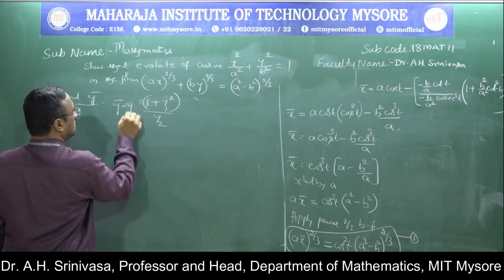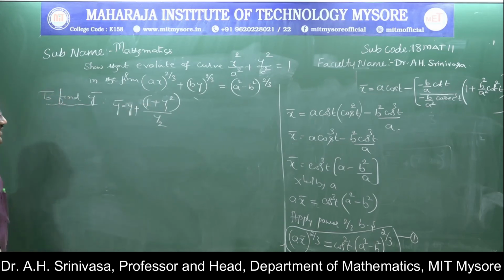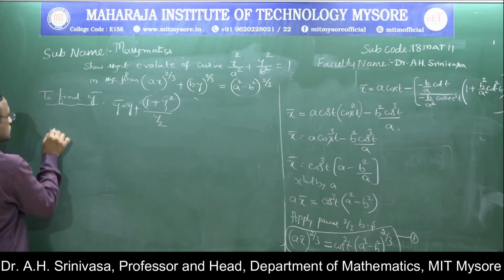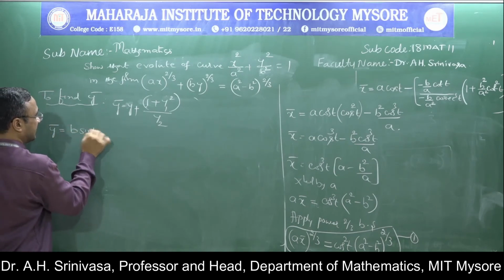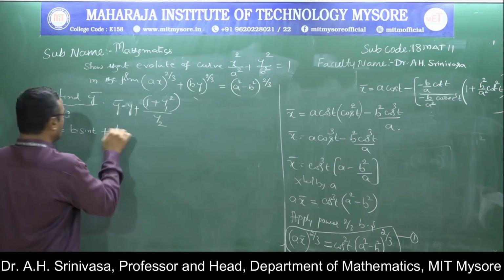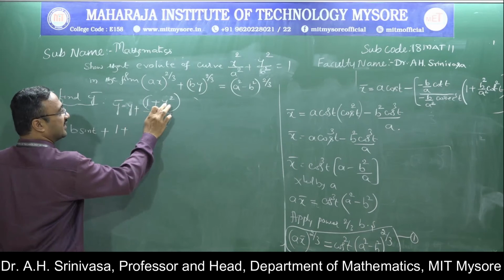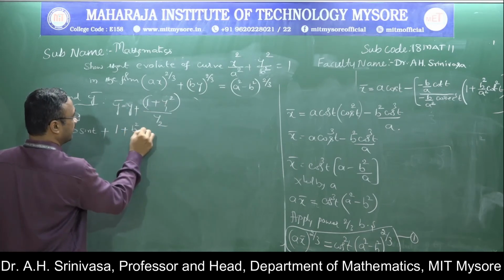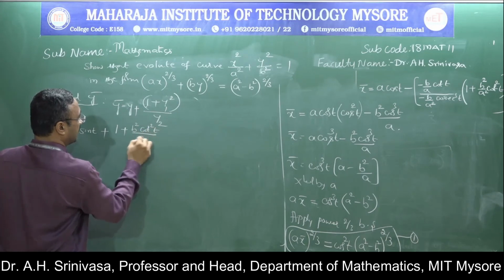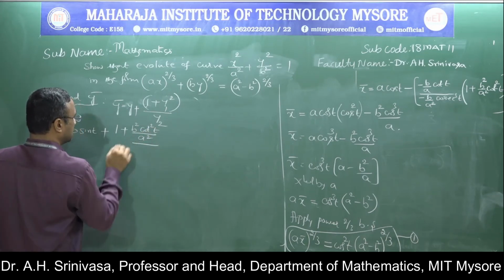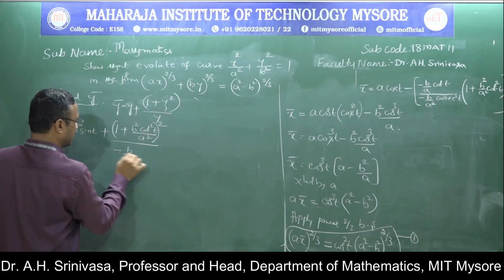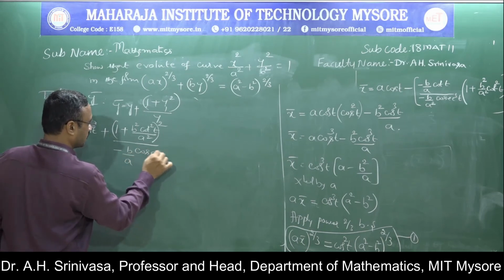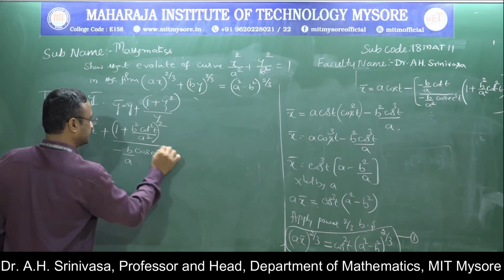Along with this, y bar equals y plus (1 plus y1 square) divided by y2. The respective values we have to substitute here now. y bar equals, we know the value of y, that is b sin t, plus, what about y1 now? 1 plus, if the square is there, the negative becomes positive, that is b square cot square t divided by a square, then the whole divided by y2, which is minus b by a cosecant cube t.